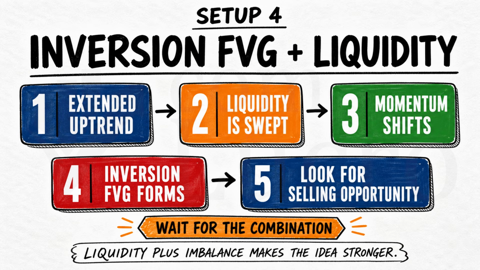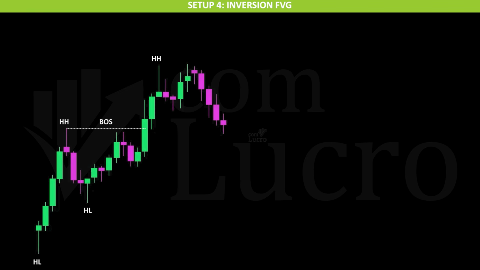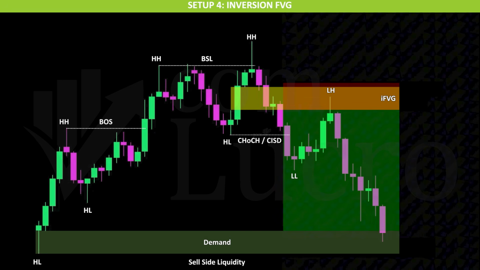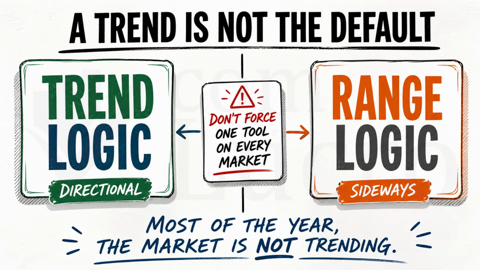Setup number 4 is the inversion fair value gap with liquidity. A high probability setup appears when price sweeps liquidity above previous highs and then forms an inversion fair value gap. This clearly indicates a shift in momentum after an extended uptrend, where the market takes buy-side liquidity and begins moving towards sell-side liquidity. When we combine a liquidity grab with an inversion fair value gap, the setup becomes even more powerful.